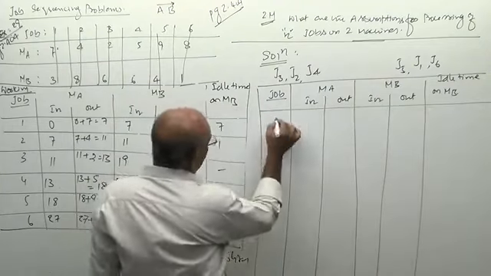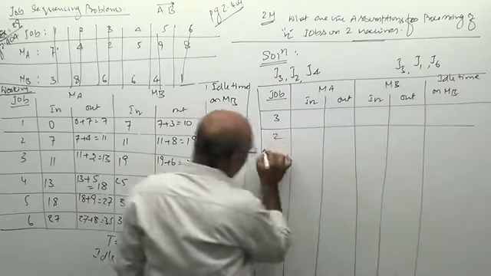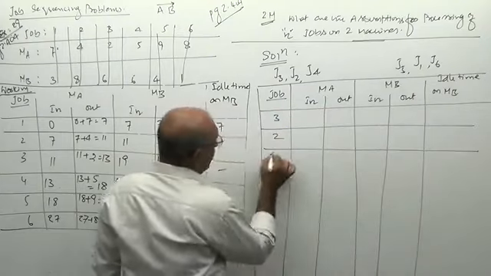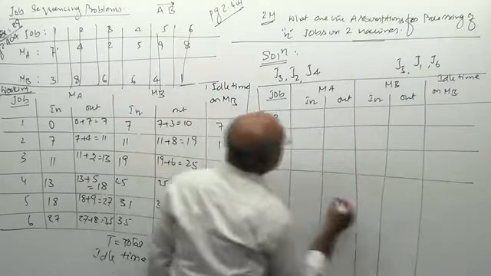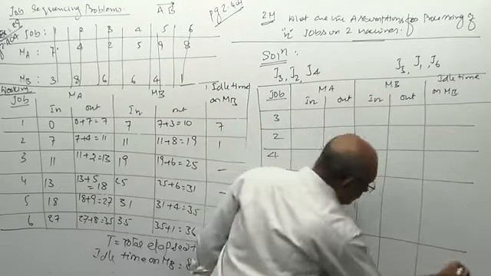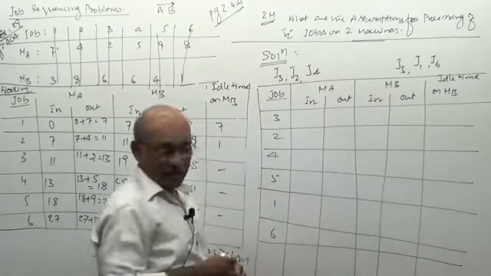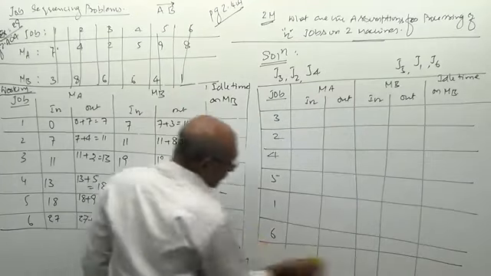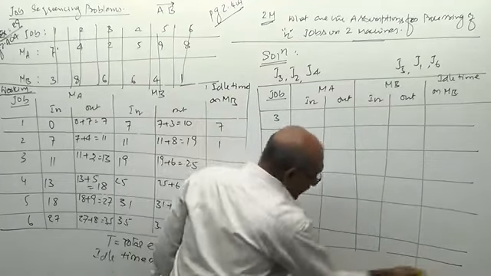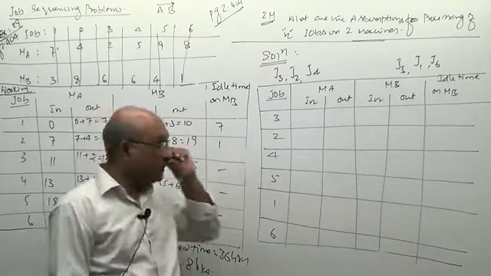So, job number 3 will enter first. Job number 2 will enter next. Job number 4 will enter next. Job number 5, job number 1, job number 6. This way, order is determined. Once the order is determined, it's very simple logic, sir.